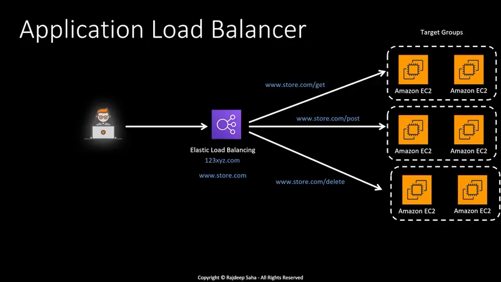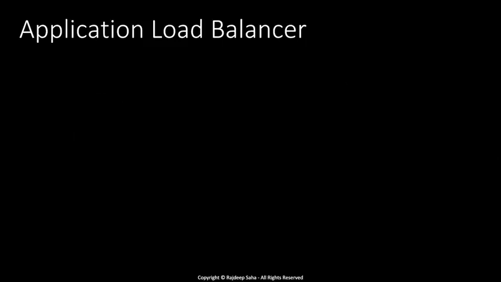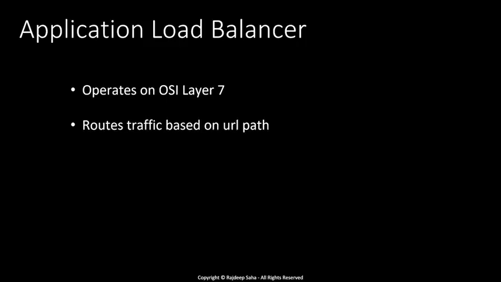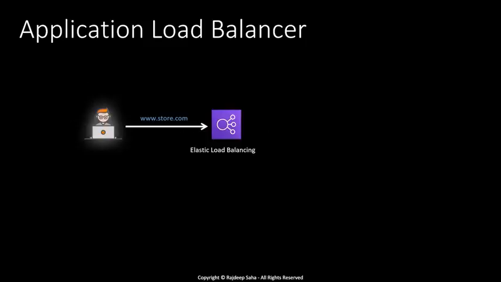So in this way, for each URL, the separate target groups can scale independently without impacting the other operations. Some of the properties of application load balancer are: application load balancer operates on OSI layer 7. It routes traffic based on URL path. And going a little deeper on this one, for different URLs, the backend doesn't need to be the same.